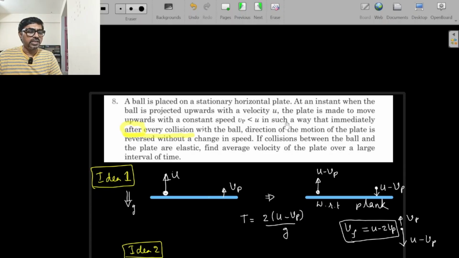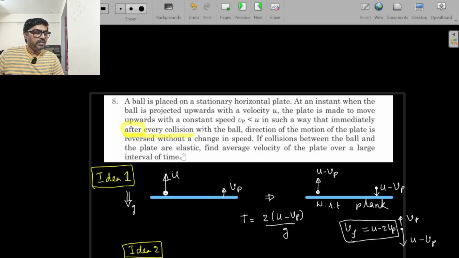in such a way that immediately after every collision, meaning not during the collision, after the collision, with the ball, the direction of motion of the plate is reversed. So the first collision it was going up, after the first collision it is going to go down. After the second collision again up, third collision down. So it keeps on changing the direction of motion after every collision, but the speed remains constant. That's the meaning he has given.